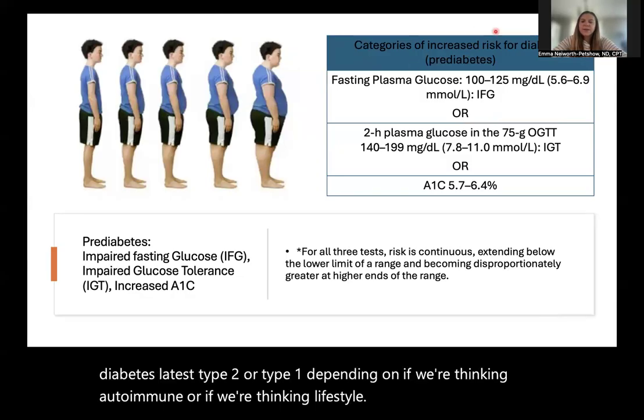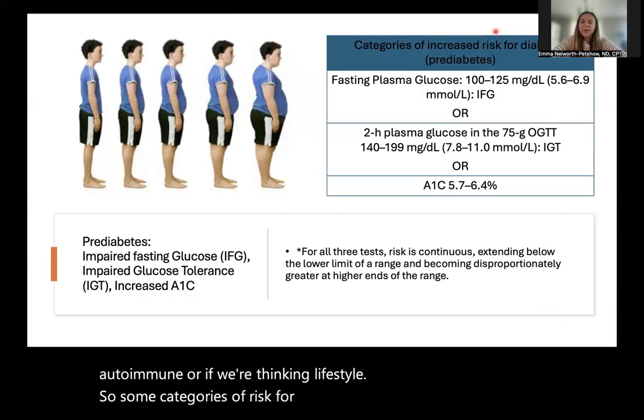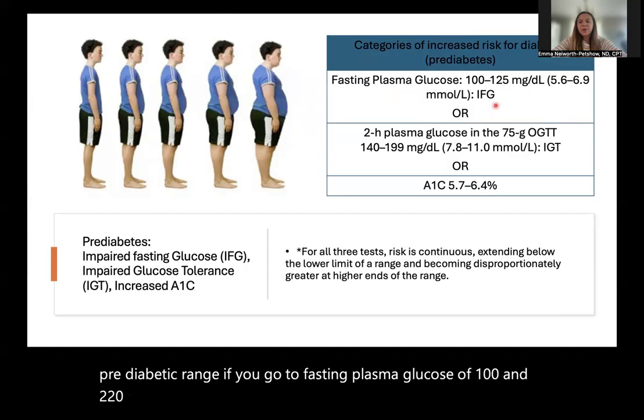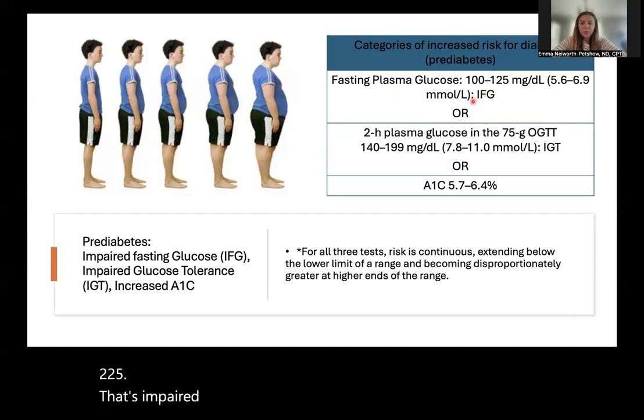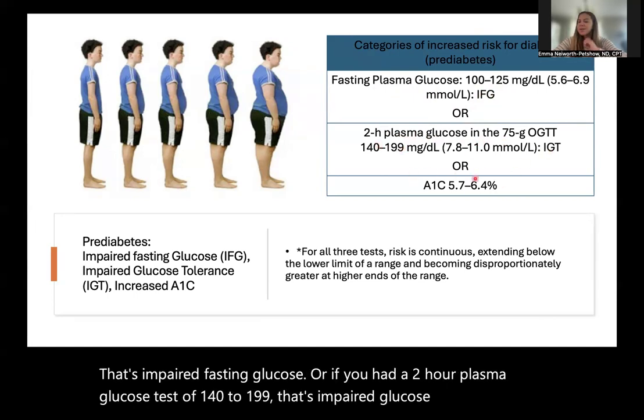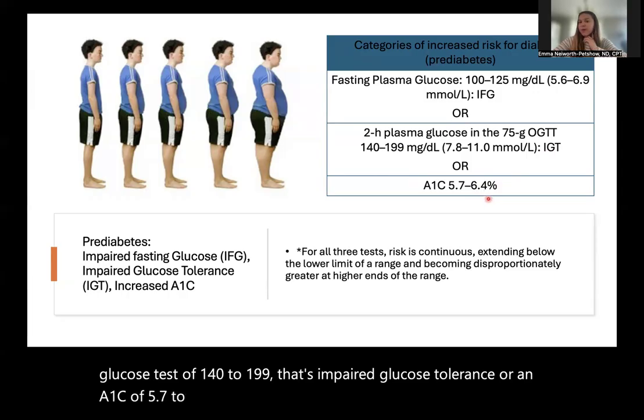So some categories of risk for individuals who are kind of in that pre-diabetic range. If you had a fasting plasma glucose of 100 to 125, that's impaired fasting glucose. Or if you had a 2 hour plasma glucose test of 140 to 199, that's impaired glucose tolerance, or an A1C of 5.7 to 6.4. That would be considered pre-diabetic.